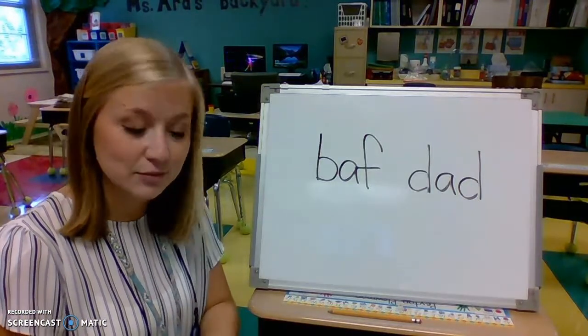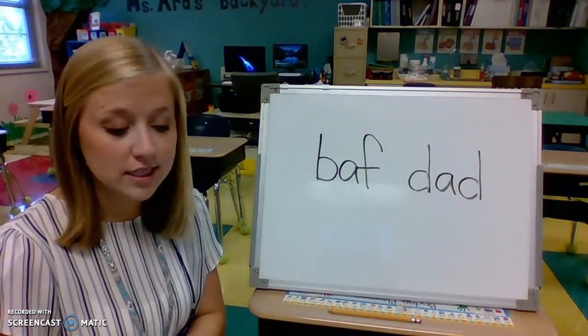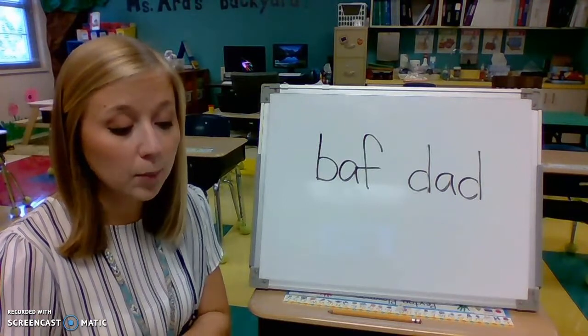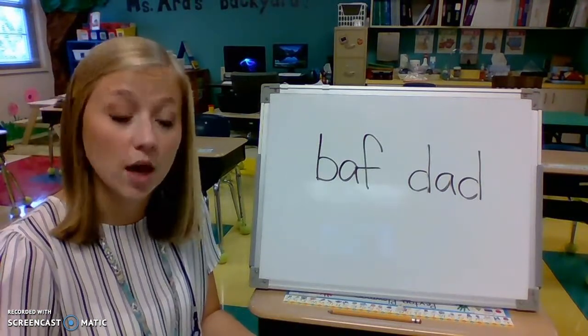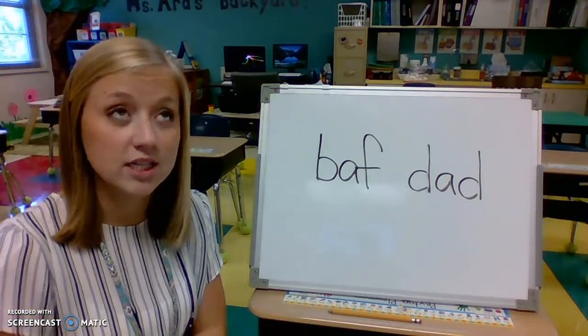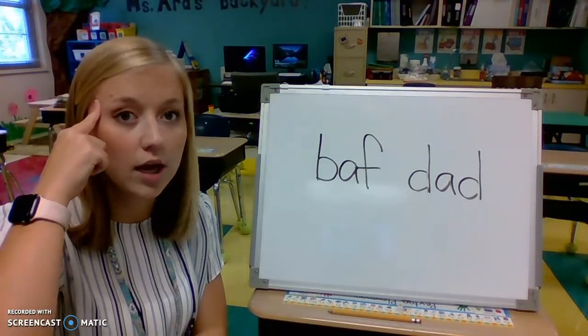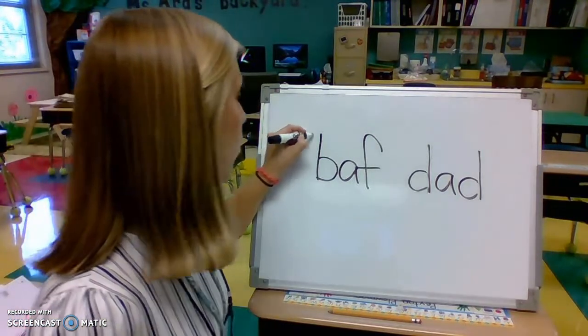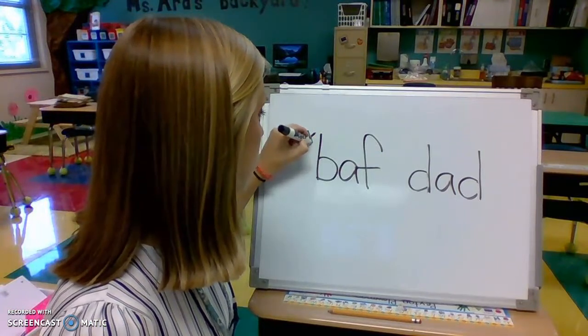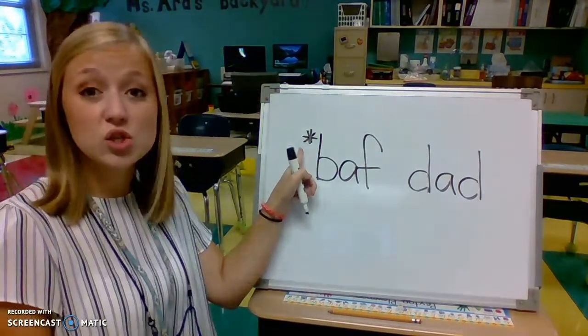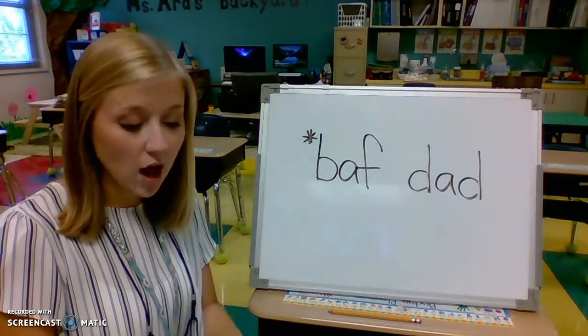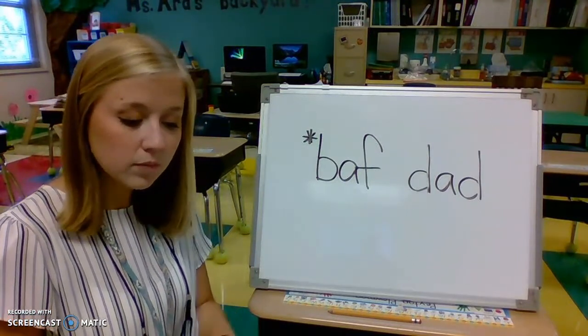You know the letters and the sounds. When we're practicing letters and sounds with nonsense words, we're going to put this symbol in front of them to let us know that it's not a real word, to give our brain an indication, okay, that's not a real word. We're going to put this star. It's called the nonsense star.